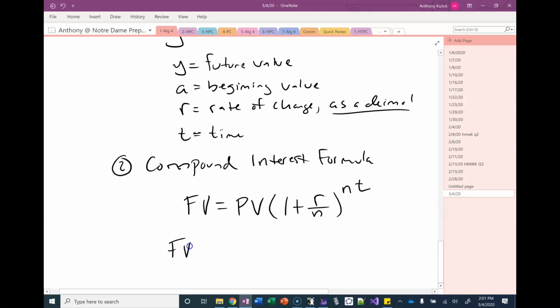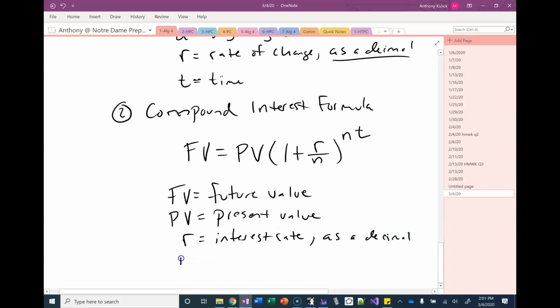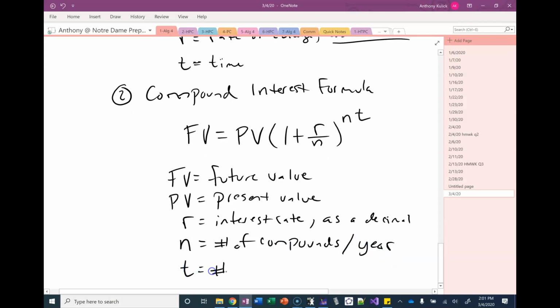In this case, FV stands for the future value. PV would be the present value. R is the interest rate, again written as a decimal. N is the number of compounds per year. And T is the number of years.